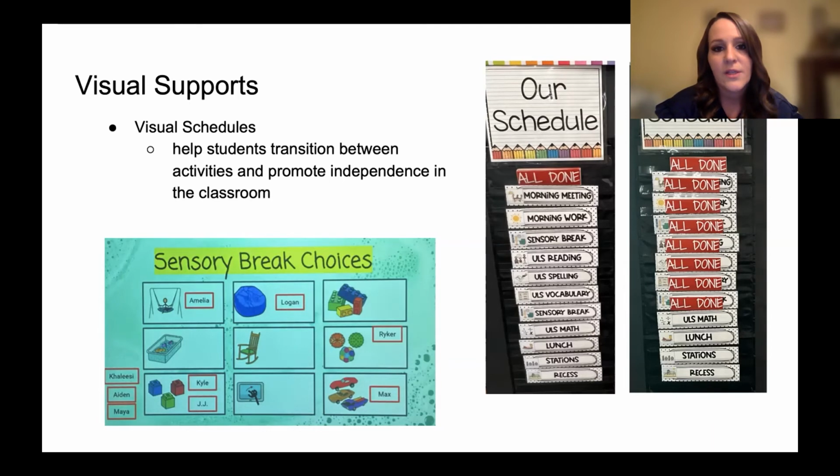So when I am working with a student on independent work, I will present them with two things. Do you want to work on this goal today, or do you want to work on this goal? And then they will select what they want to earn while they're working on that goal.